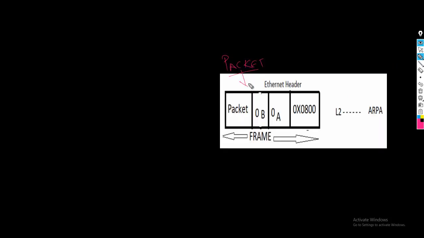Now the packet will be handed over at layer 2 to the ARPA protocol. So the ARPA protocol will receive a packet and add an Ethernet header to it, which will consist of the source MAC, that is 0B, the destination MAC, that is 0A, and the type field of the IP protocol, that is 0x0800. Now this whole information will be called a frame.